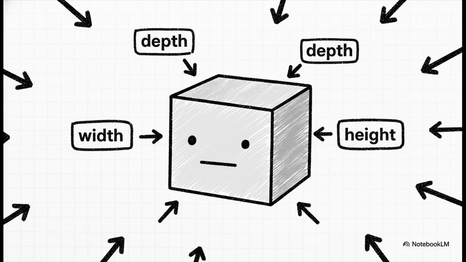Okay, so meet our subject for today, the box class. And right now, it's just a digital box. It knows exactly three things about itself. Its width, its height, and its depth. And that's it. It's just holding data. It can't do anything with that data. It's basically just sitting there waiting for instructions from the outside world.